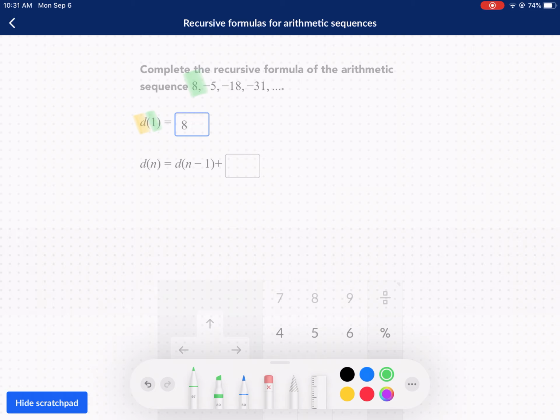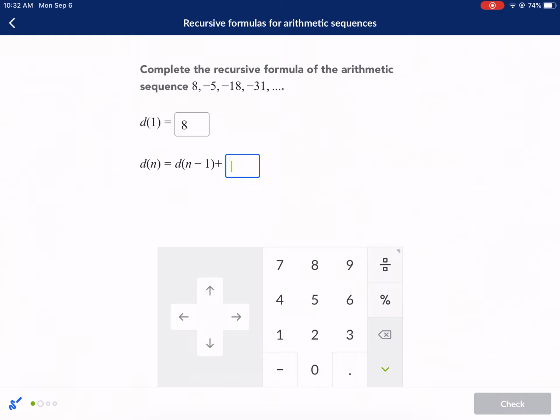Now, it's asking about the sequence. Remember, we do something to the previous term. So if we take 8, what do we do to 8 to get to -5? How do we go from 8 to -5? We subtract 13 from the previous term to get to the next term. And that's the same thing each time. These arithmetic sequences, we're going to be subtracting or adding the same thing each time. So in this case, we can add a -13, and that will help us get to the next term. Okay, that is the pattern.